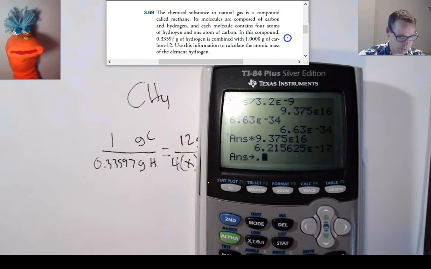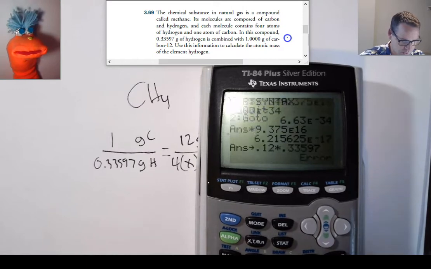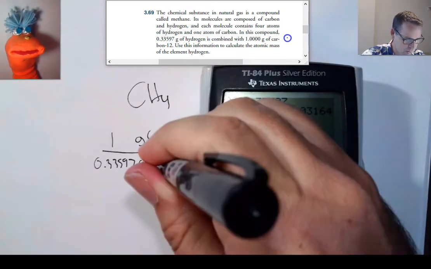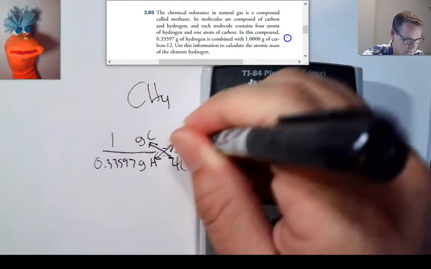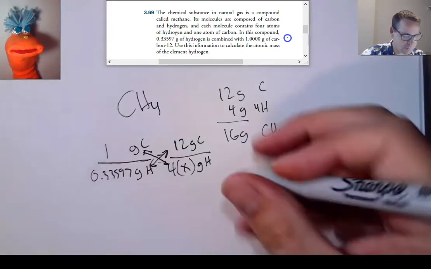All right, so we got 12 times the 0.33597, and whoops, what happened there? Let's start over. 12 times the 0.33597, okay, and then that is going to equal, so you do cross multiplication, right? That the product of these two has to equal the product of those two. So if we divide by 4 there, that's our answer there, 1.00791. Okay?